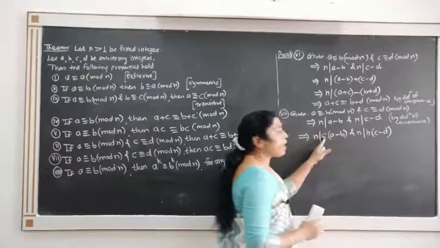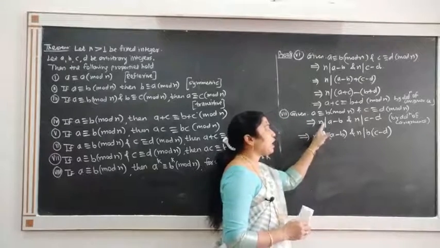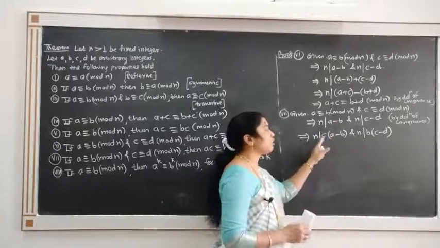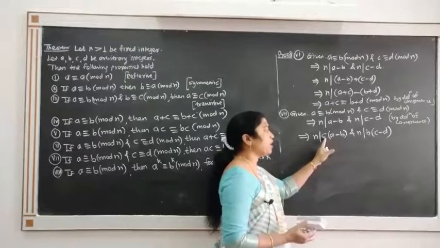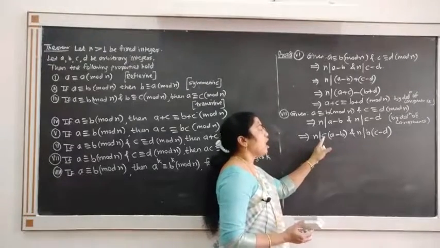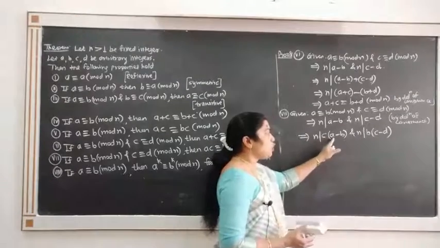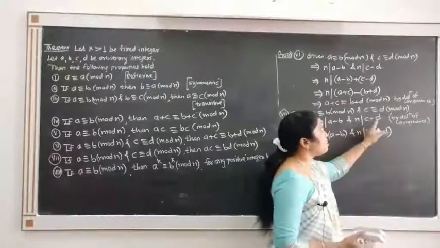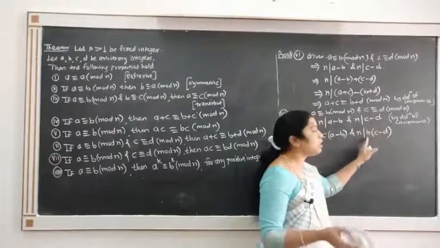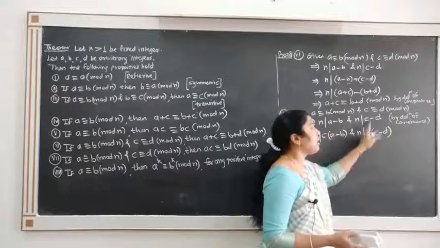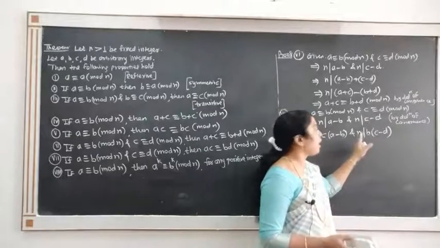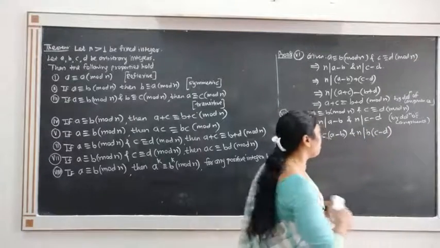So we have multiplied here by C. We know that if N divides A minus B, it also divides a multiple of A minus B. So I take that multiple to be C. N divides C into A minus B. Also N divides C minus D, so it divides a multiple of C minus D. I take that multiple to be B, and N divides B into C minus D.